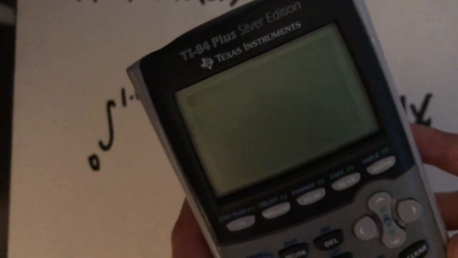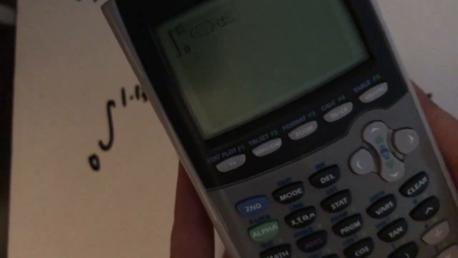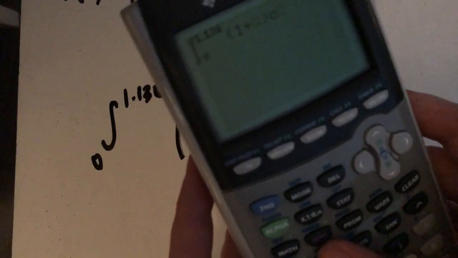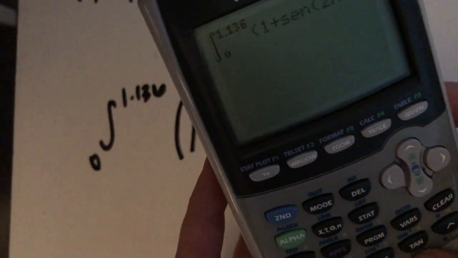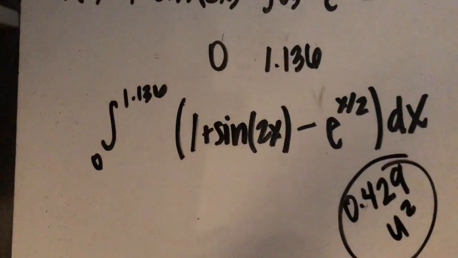In this calculator, I can do math 9. Okay. And then I'm going to just put in the things that I found. So I know that my bounds are from 0 to 1.136. And then I know that the 1 plus sine of 2x was on the top, minus, I've got e to the x divided by 2. And then this calculator prompts me to put in my variable. My variable I used was x, so I've got my dx. Enter, and there is my answer, 0.429 units squared. There we go.